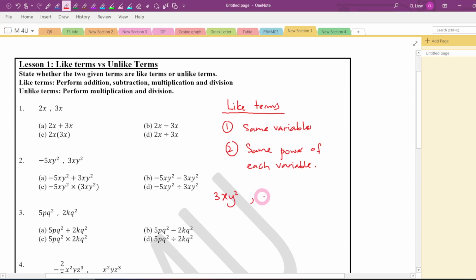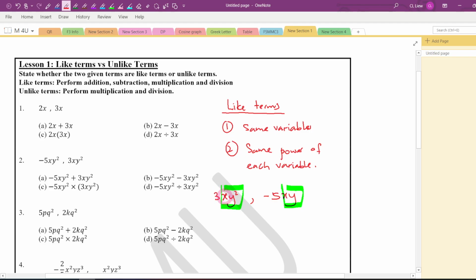3xy squared and negative 5xy. To determine whether the two algebraic terms are like terms or unlike terms, we don't have to focus on the coefficient. We only focus on the variable part. This is the part that determines whether two algebraic terms are like terms or unlike terms. Now remember two things: same variable and the power of each variable are the same.